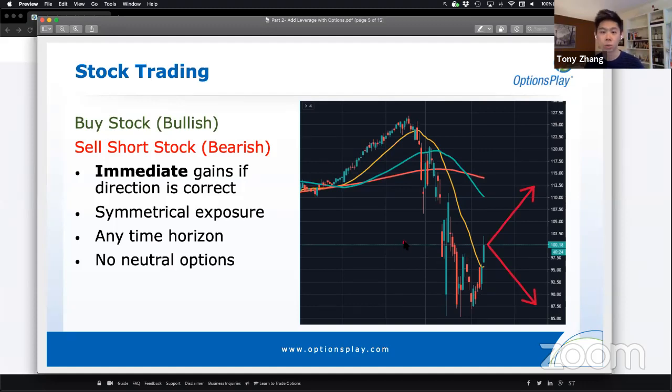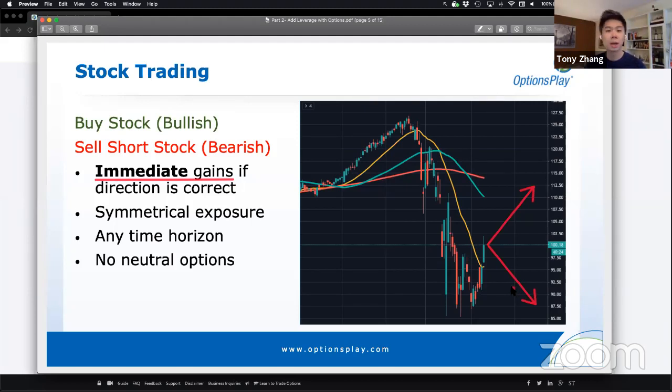When you buy the stock, you have bullish exposure. When you short a stock, you have bearish exposure. And both of these strategies provide immediate gains if the direction that you call is correct. And that I think is the best definition of a bullish strategy and a bearish strategy. And this provides what we call symmetrical exposure. So if a stock goes up by $1, you make $1 when you buy it. If it goes down by $1, you lose $1. It's very easy to also calculate your potential P&L with something with symmetrical exposure.